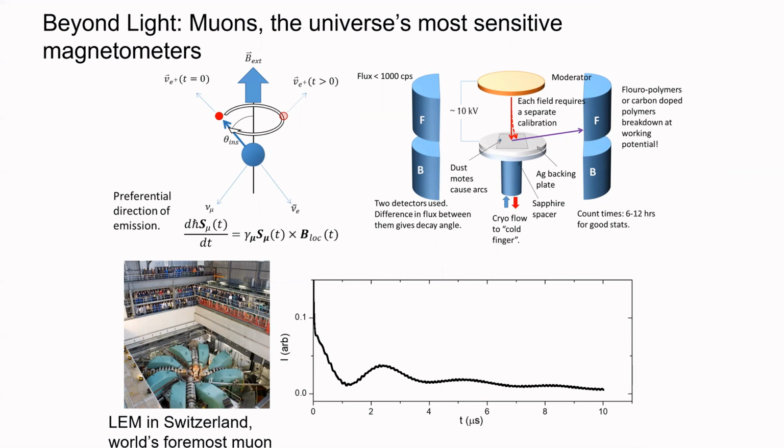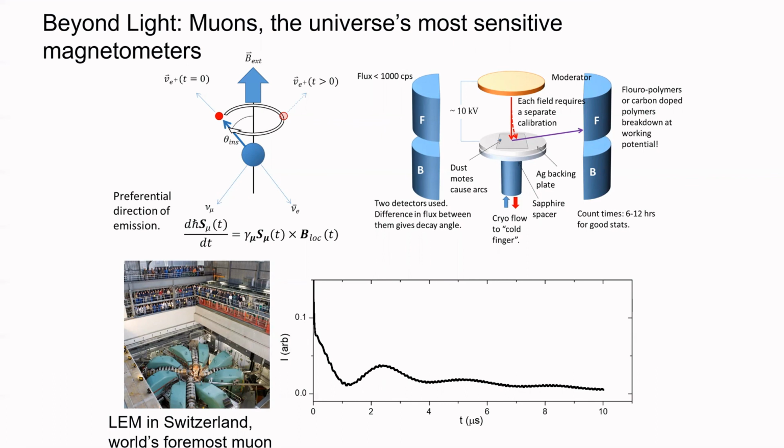And so what we go and do is we simply have two sets of detectors on either side of our sample, and we look at the number of positrons being collected on one side versus the number of positrons being collected on the other side. And that in turn tells us which way the muon was pointing at the point at which it decayed.